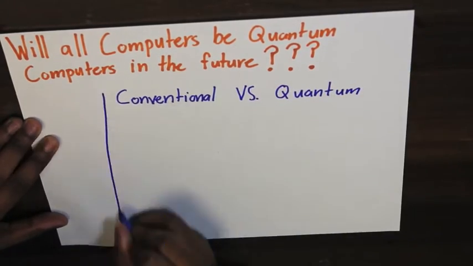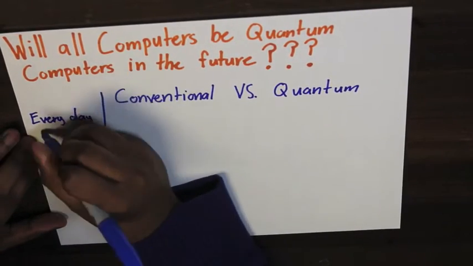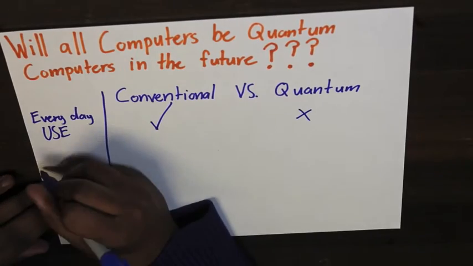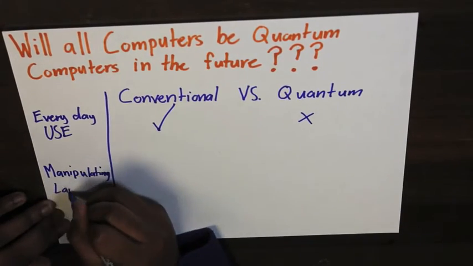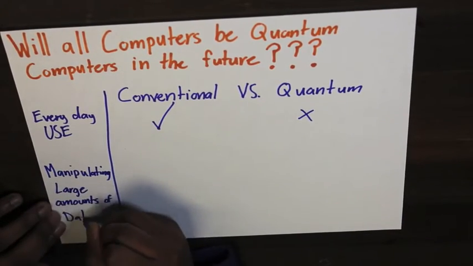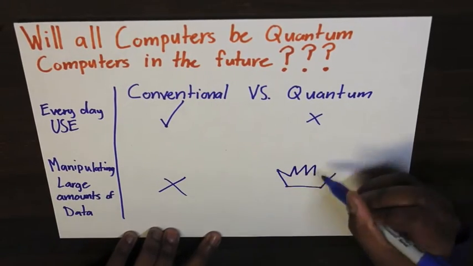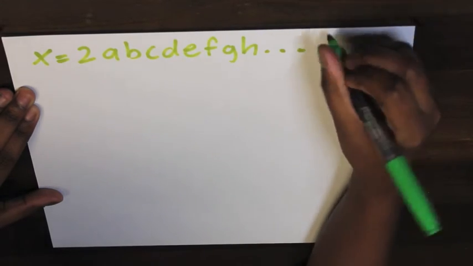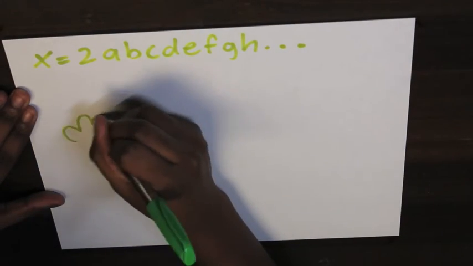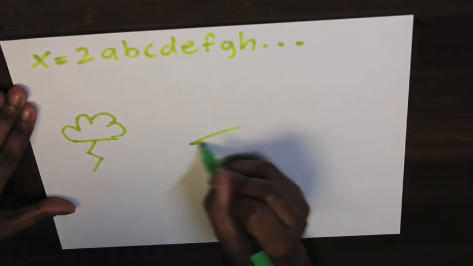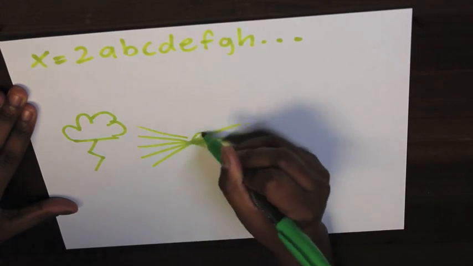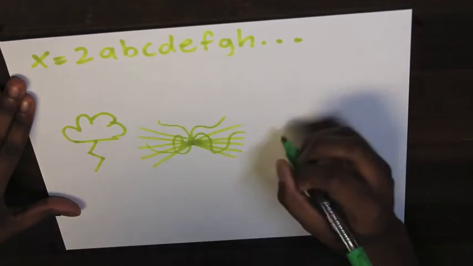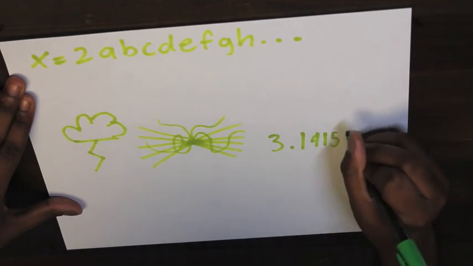Probably not. Conventional computers do just fine when it comes to everyday computations. However, when it comes to manipulating massive amounts of data, this is where quantum computers would reign supreme. Quantum computers would be able to simulate really complex systems with millions of variables. They could be able to predict the weather accurately, simulate high-energy subatomic collisions, and calculate pi to 1 trillion digits.